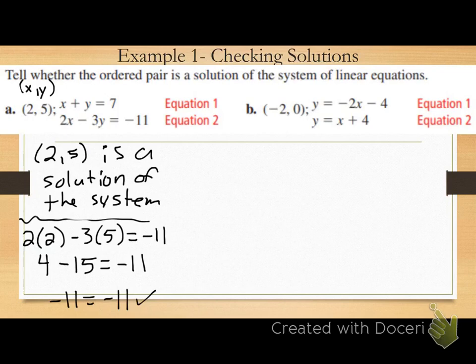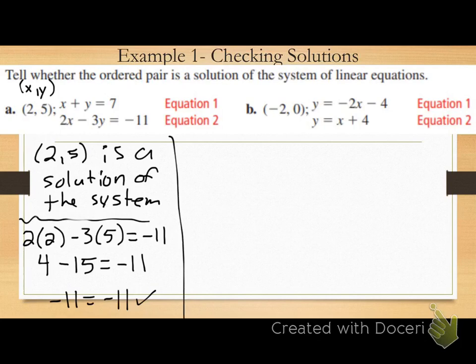Any questions on how we got that for letter A? Any confusion about that? Does everyone understand what it means for an ordered pair to be a solution of a system of equations? It's got to be a solution for both equations. Can I move to letter B?